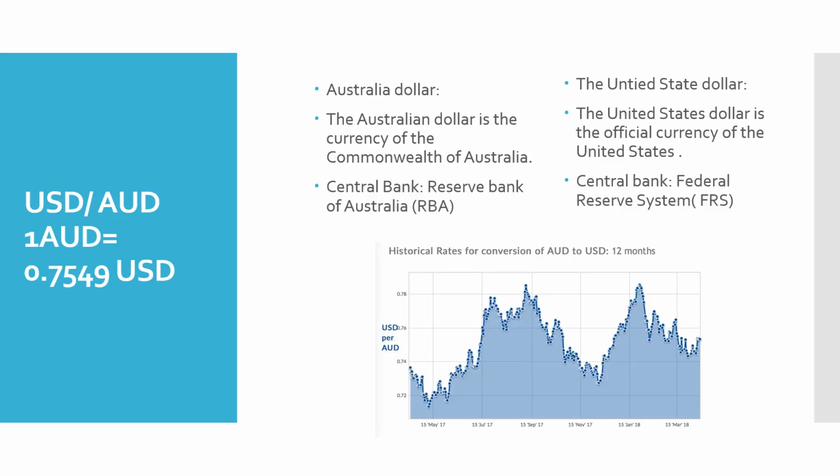And in relation to this, both the US dollar and the Australian dollar have floating exchange rates. You can see in the graph below the history of conversion of AUD to USD in the last 12 months, with the current exchange rate being 1 Australian dollar equals 0.7549 US dollars.